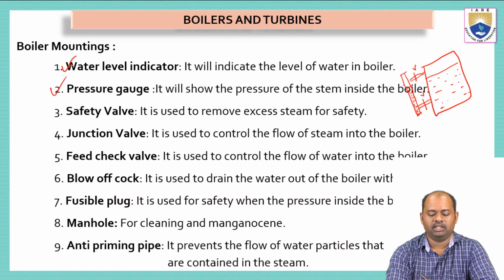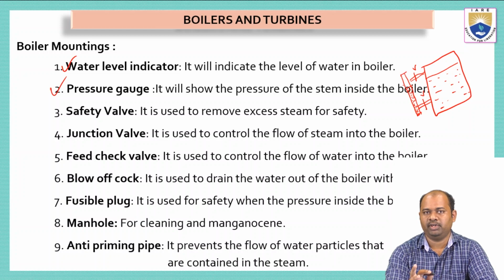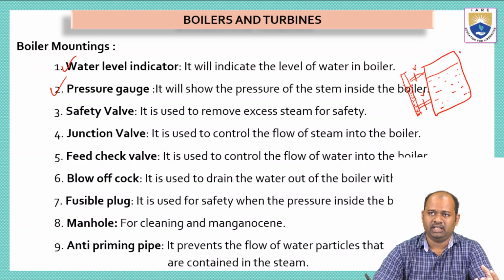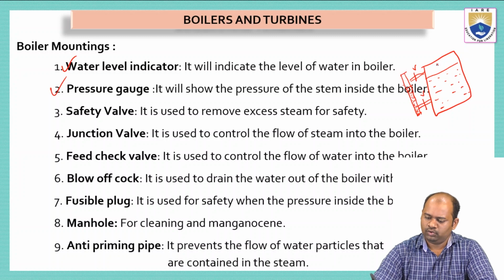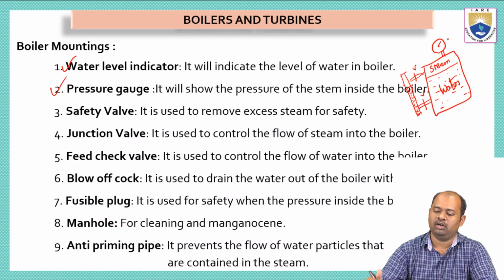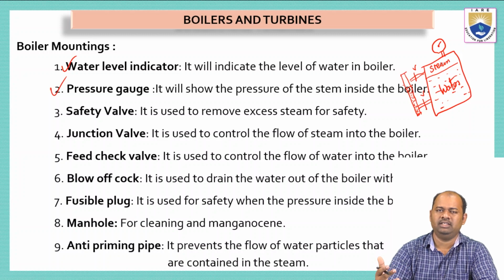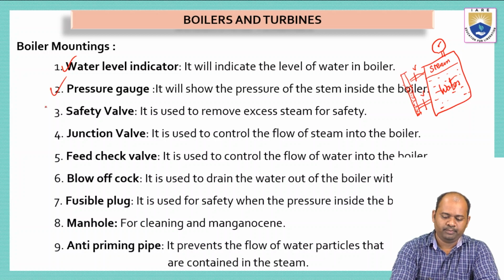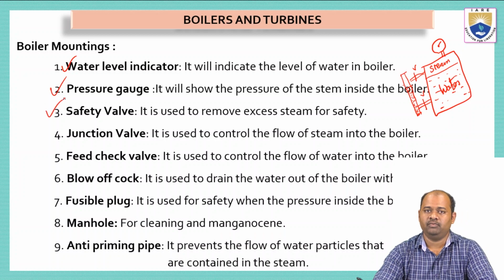And then we have a second device, that is the pressure gauge. The function of a pressure gauge is that it will show or indicate the pressure of the steam that is generated inside the boiler. So if this is the boiler, we have water. When we boil this water, we can see the formation of steam here. This is all steam, which is in the gaseous form. So here we will connect a small device called a pressure gauge, which will indicate the pressure of this steam. Okay, we have already seen the working of this pressure gauge in the previous lectures. We can refer to them. And then the third device is the safety valve.